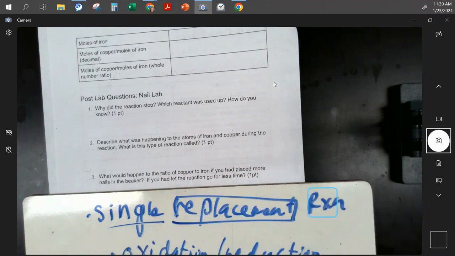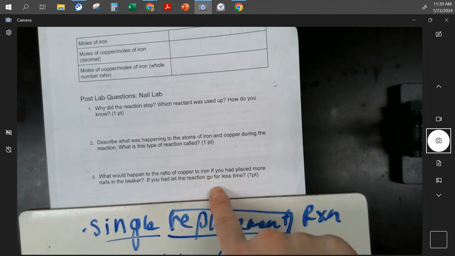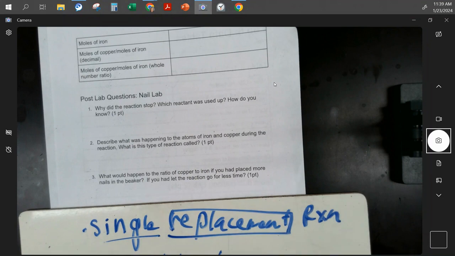What if you stop the reaction faster? Will that change the ratio? Will the reaction all of a sudden need more copper or more iron? No. So if we change the conditions, this is still going to need 1 copper for 1 iron. Does that make sense?